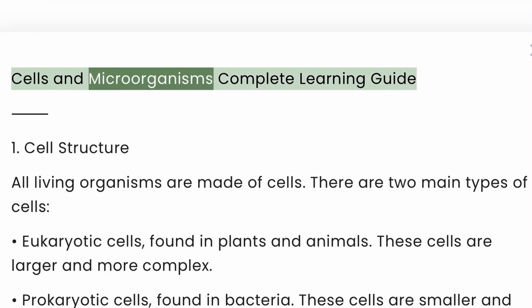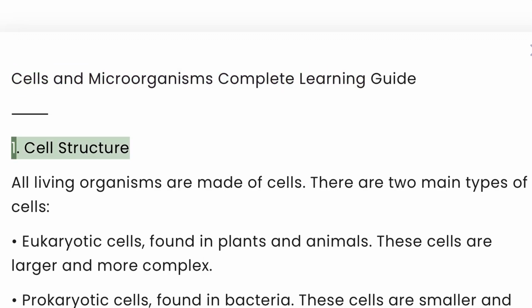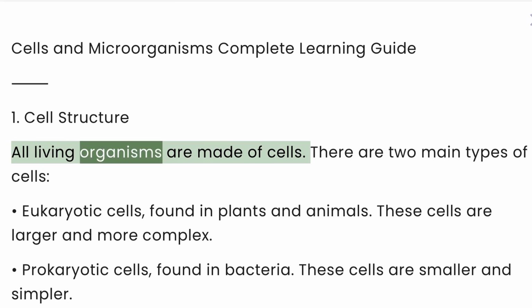Cells and Microorganisms Complete Learning Guide. 1. Cell structure. All living organisms are made of cells.